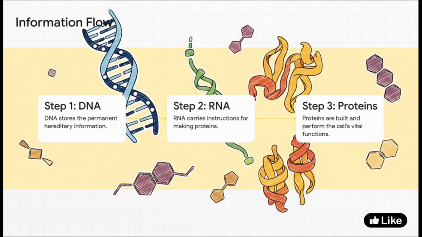The permanent instructions are locked away safely in the DNA. When a specific job needs to be done, that instruction is copied into a temporary RNA message. That RNA message is then delivered to the cell's machinery, which reads it and builds a very specific protein. And that protein then goes off and performs its specific job. This flow, from DNA to RNA to protein, is the absolute fundamental process of life.